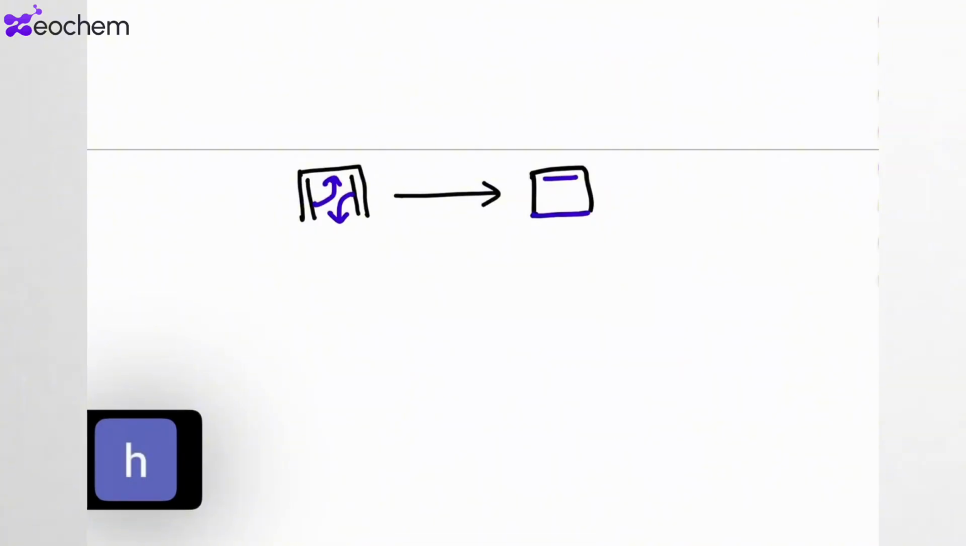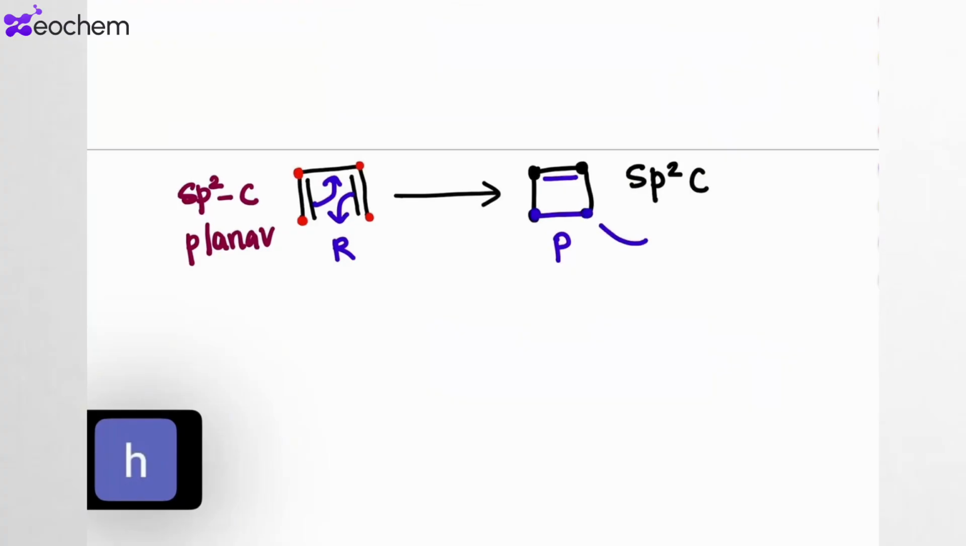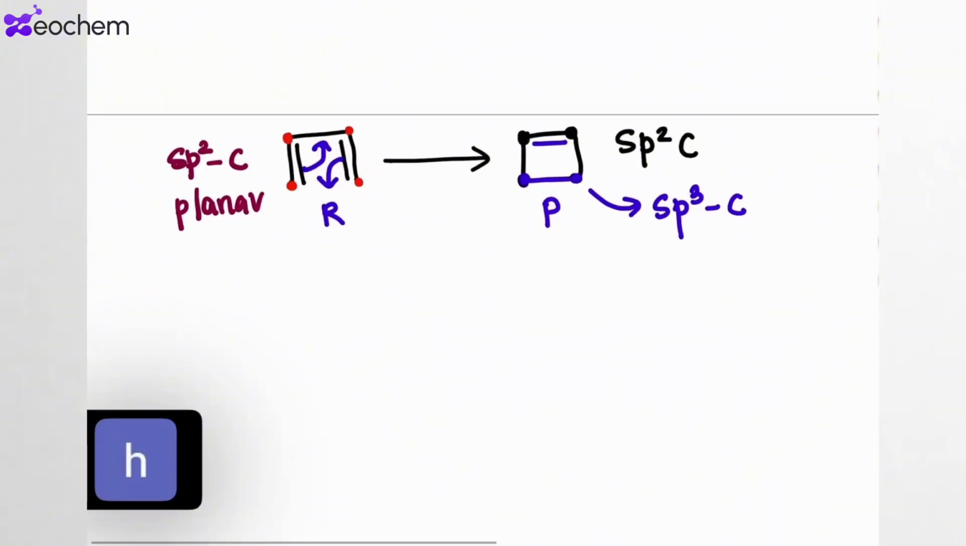Now we are looking at the stereochemistry. This is the reactant, this is the product. If you look at the reactant, 4 carbon atoms are there, and all these carbon atoms are sp2 carbon. So this is a planar molecule. But look at the product. Here, these two carbons are sp2 carbon. But look at this carbon and this carbon. They are sp3 carbon. That means we need to mention the stereochemistry of these two bonds in the product.